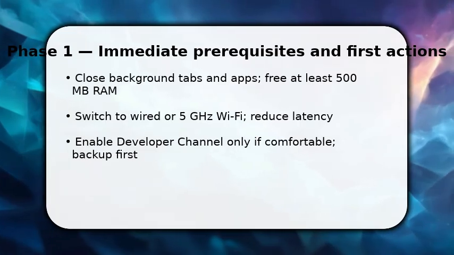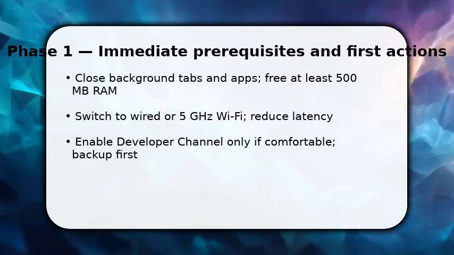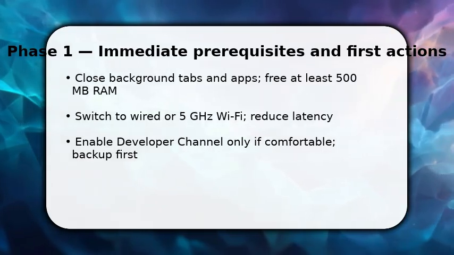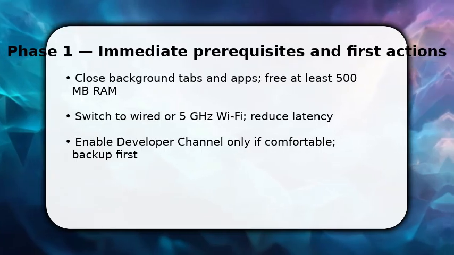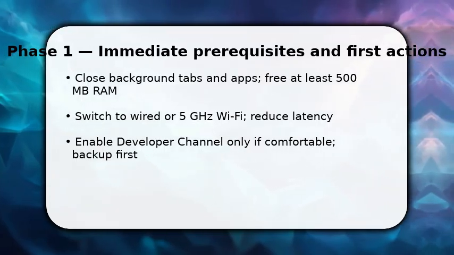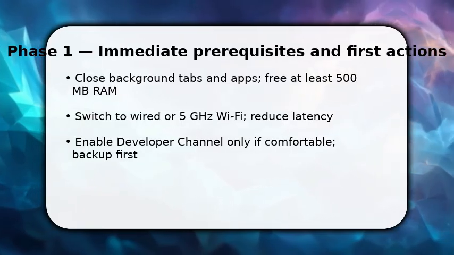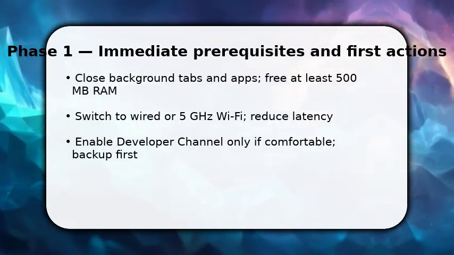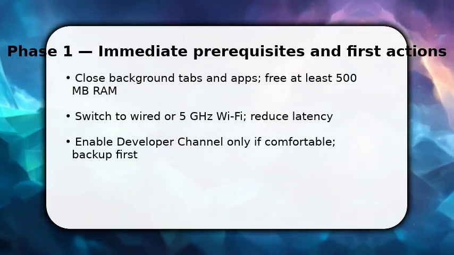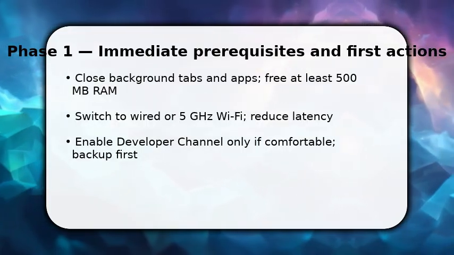You start by reclaiming resources. Close all Chrome tabs and apps you do not need, and aim to free about 500 MB or more of RAM so Roblox can breathe. Next, switch to a wired connection or move to a 5 GHz network to cut latency. If you are on a crowded 2.4 GHz channel, performance drops.